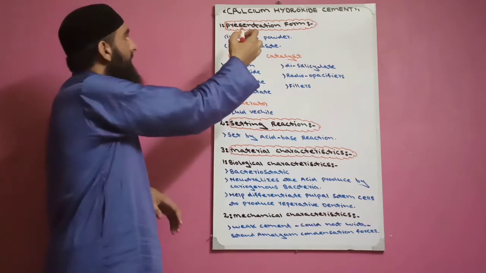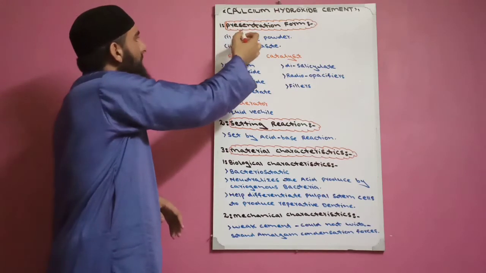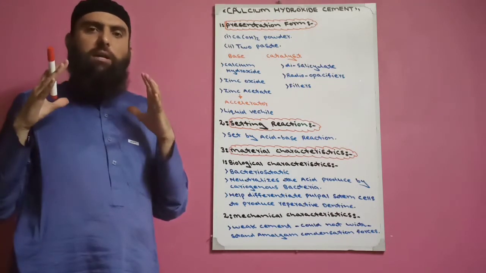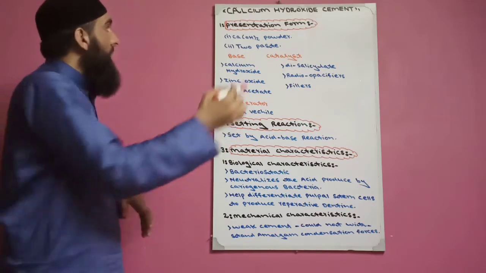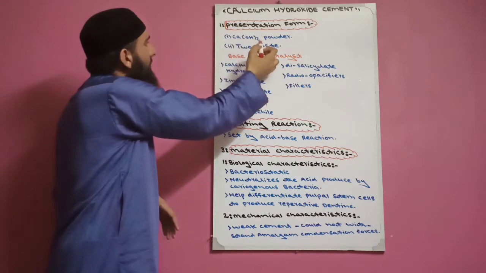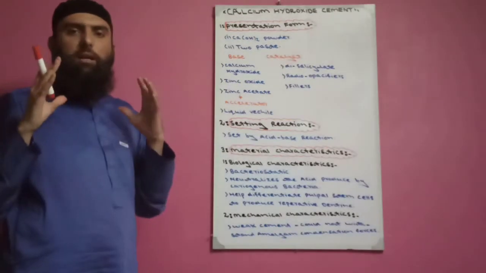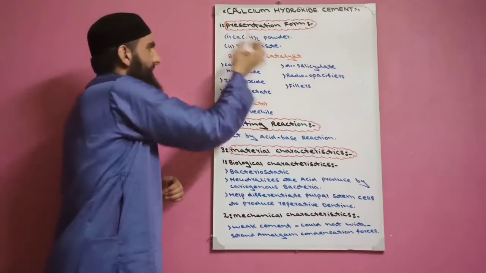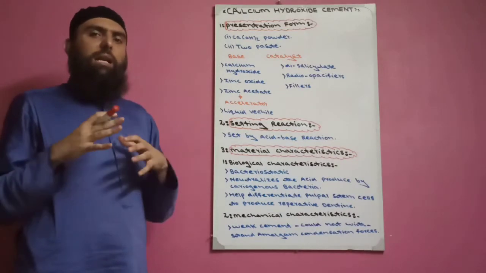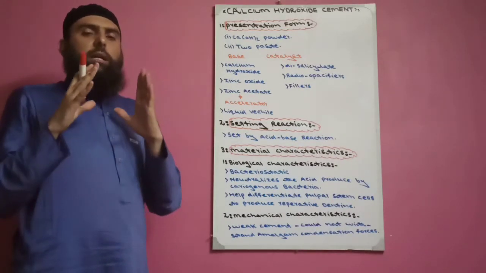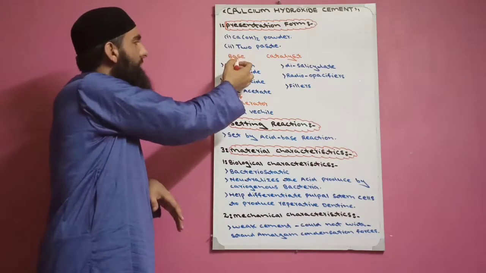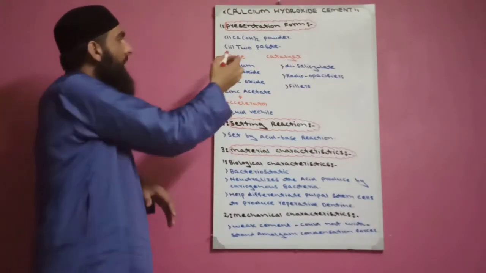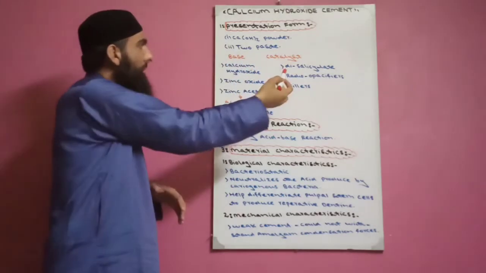Now, first we start from calcium hydroxide presentation form. Presentation form means in which form calcium hydroxide is available. The first form is calcium hydroxide powder. The second form is a two-paste system, in which one paste consists of base and the other paste consists of catalyst. Now, the composition of base and the composition of catalyst.